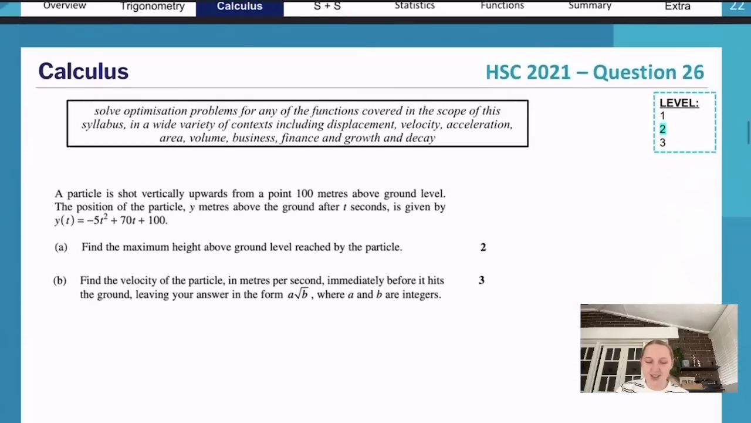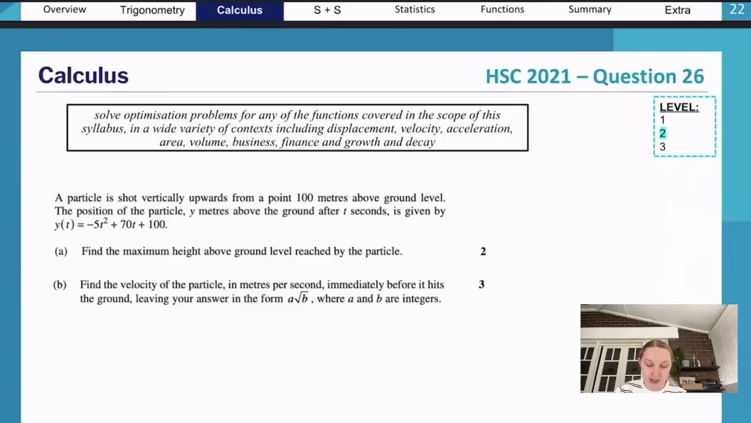Okay, so this is also from the 2021 HSC. I'd say this is probably a 2 on my scale of difficulty. So I'm just going to give you all a second to read that question. So we are solving optimization problems for any of the functions covered in the scope of this syllabus in a wide variety of contexts, including displacement, velocity, acceleration, area, volume, business, finance, and growth and decay. So they've just pretty much listed off every possibility of a question type you can look at, okay?